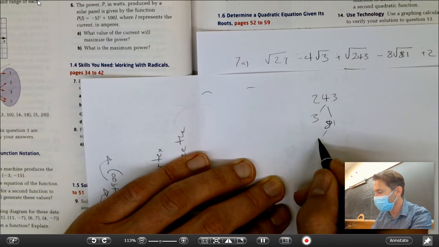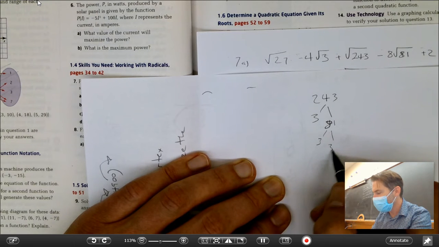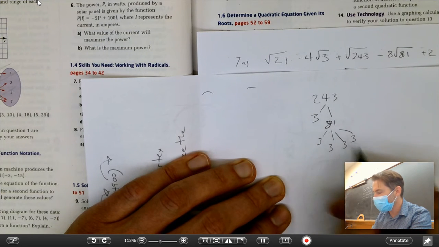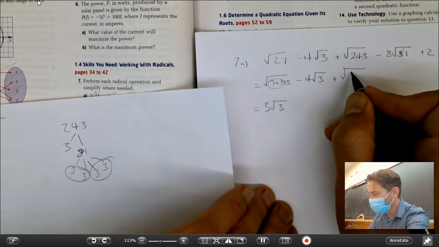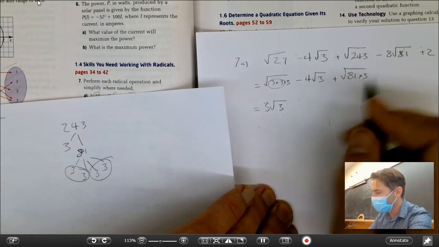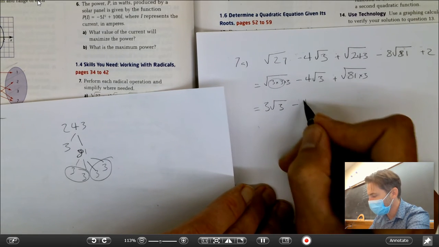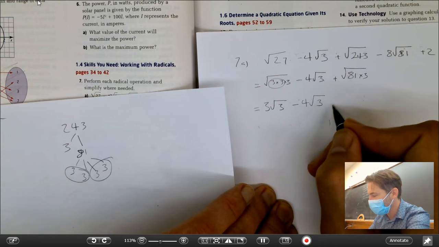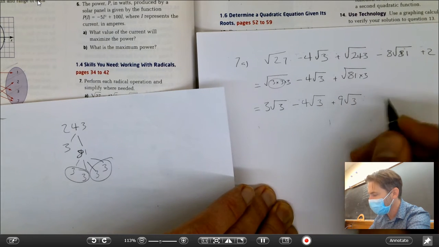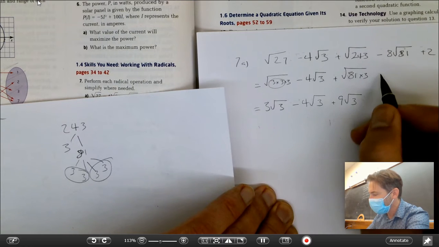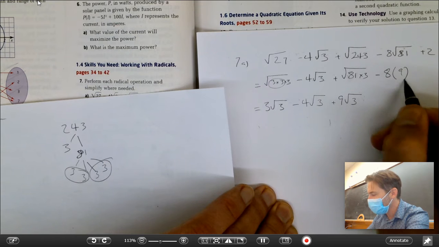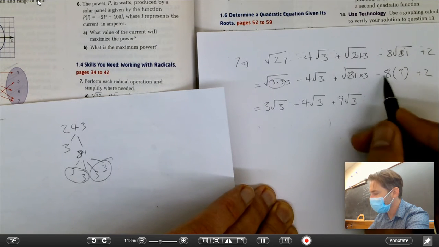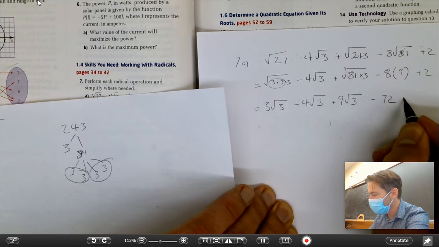And then that factors into 3 times 3 times 3 times 3. Just recognizing that that's 9 squared. So there's my pairs there and there. So I can write this as root 81 times 3. And then this one just comes down. That one's simplified, but this one is plus 9 times root 3, because that 81 can pop a 9 out. And then minus 8 times root 81. Well, root 81 is just 9 plus 2. Okay, so that's negative 8 times 9. That's negative 72 plus 2.